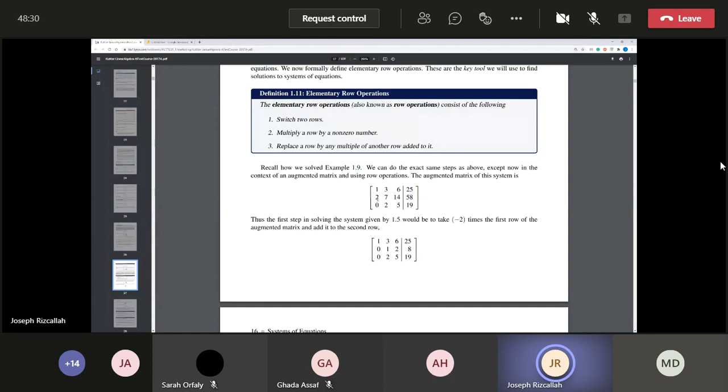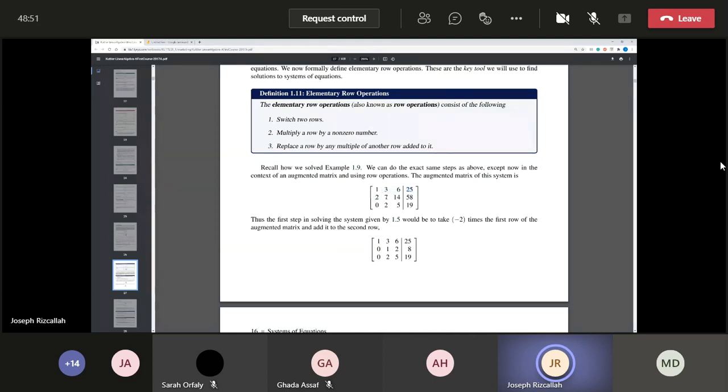It is 2, not 0. How can I make this number here 0? All I have to do is multiply the first equation by -2, maybe, and add it to this one. Do you agree? If I multiply the first row by -2 and add it, this will give me 0 here.